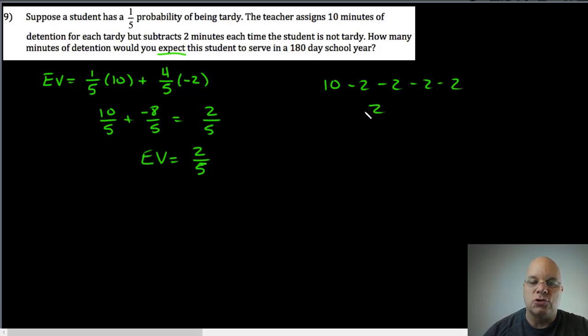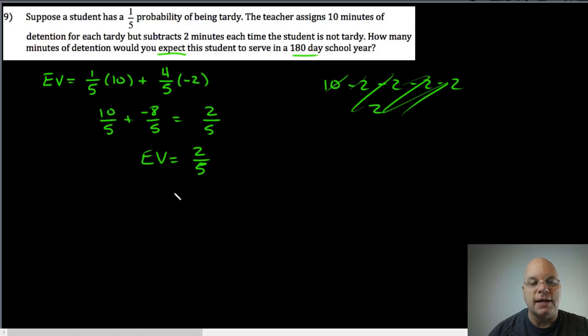And that 2 minutes of detention has to be divided by 5 to average it out to the number of minutes per day that you end up serving. So this is reasonable. At first I didn't think it was. But this is the expected value for detention minutes served per day.